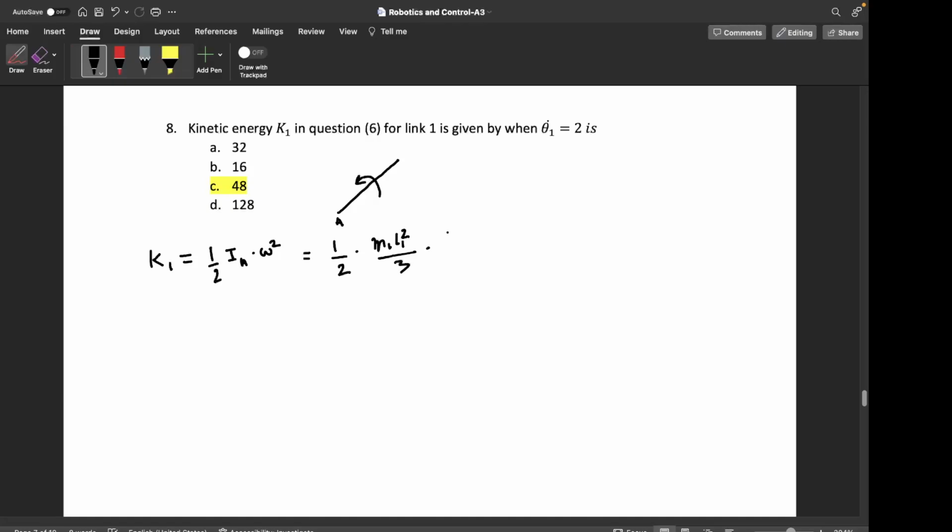and omega is theta 1 dot, and the value is given as 2, so theta 1 dot square, right? Again we put the values. M1 is 8, I think. L1 is 3, and 4. So this will be 3 and this is 2, so 48 joules, right?